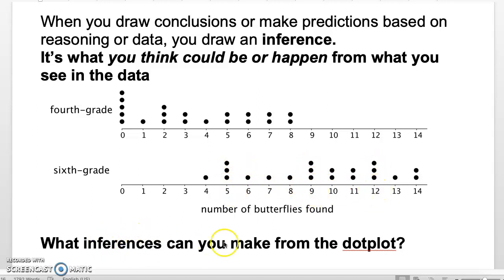So what inferences can we make from the dot plot? I'm going to give you a second just to think about that before I say anything else. Say it out loud to yourself. Unless somebody else is in the room, they're not going to think you're crazy. It's just you. What inference can you make just from looking at that dot plot? That means, what kind of conclusion can you draw?